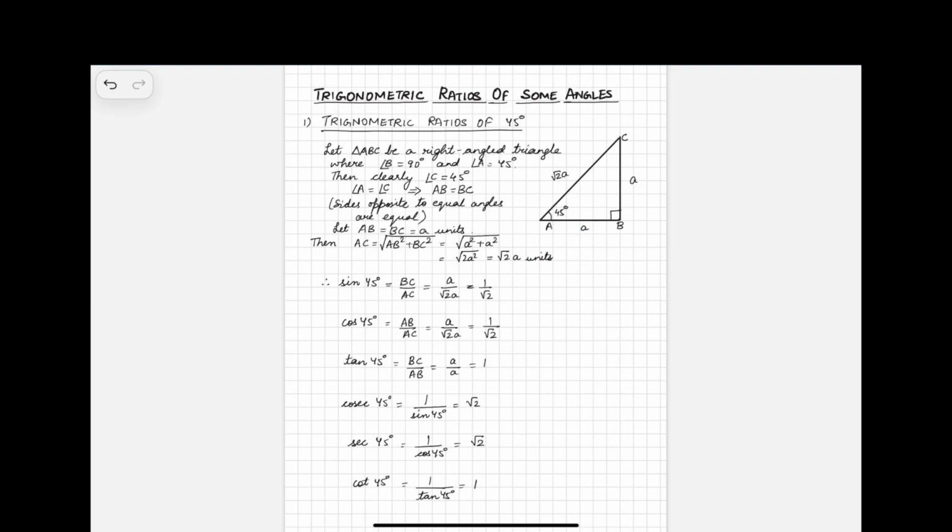Similarly, cosecant 45 is reciprocal of sine 45, which becomes root 2. Secant 45 is 1 by cos 45, which is root 2. Cot 45 is equal to 1 by tan 45, which is equal to 1. Let's find out the trigonometric ratios for 60 degrees and 30 degrees.